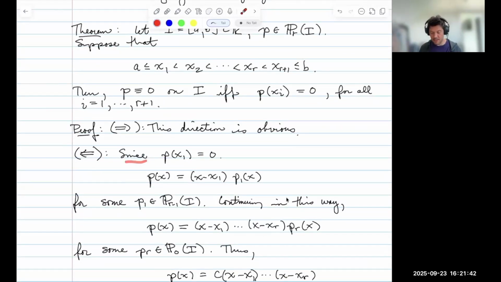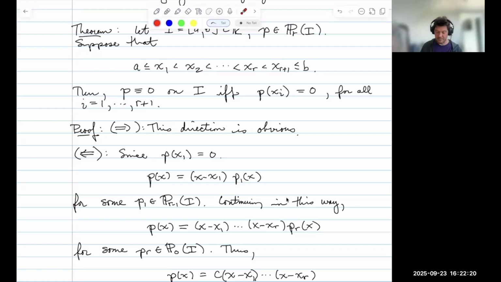Suppose that we're going this direction. Suppose that P at x1 is equal to 0. Well, P is a polynomial of degree at most r, right? So if P at x1 is equal to 0, then P can be written as, and this is just what we understand as the process of factoring, P equal to the factor x minus x1, because it's a root, times P1(x).